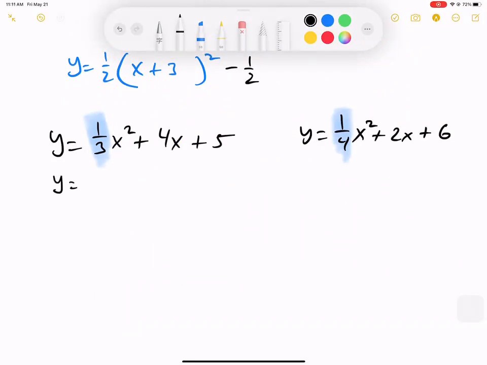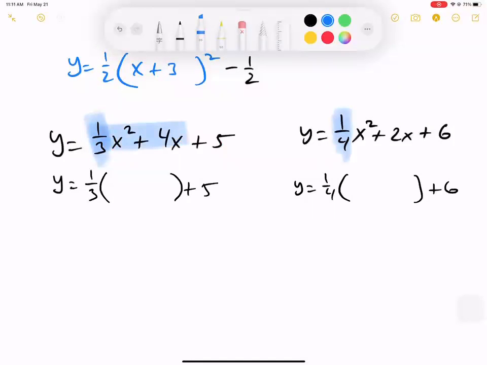Y is equal to 1/3, leave some space. Y is equal to 1/4, and leave some space. So we're going to take out the 1/3 from the front, and we're going to take the 1/4 away from the front. So if I take it away from the x squared, that's just x squared.